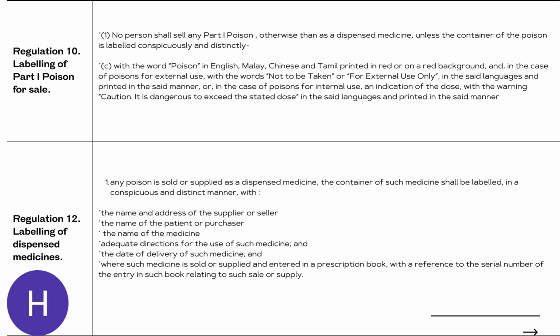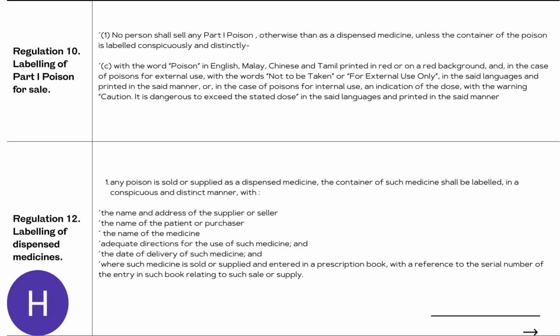And then the second one is regulation 12. After the label, there is other information about the labeling of dispensed medications. It mentions that if the medication is being dispensed, a few pieces of information must be included. The first one, the name and address of the supplier or seller. Second, the name of the patient or customer. The third one is the name of the medication.